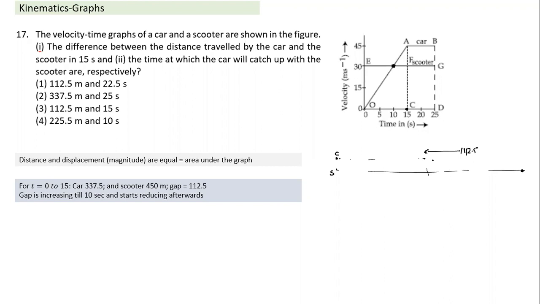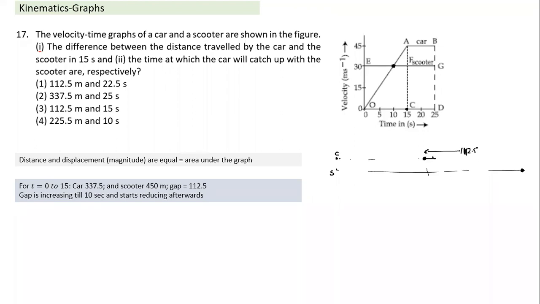This is where the car is at 15 seconds and this is where the scooter is at 15 seconds. What will happen after 15 seconds? Will this gap start reducing or will it start increasing? It will start reducing, right? Because the car is at higher velocity. Right after 10 seconds, it has been reducing. Yes. So this is very clear.